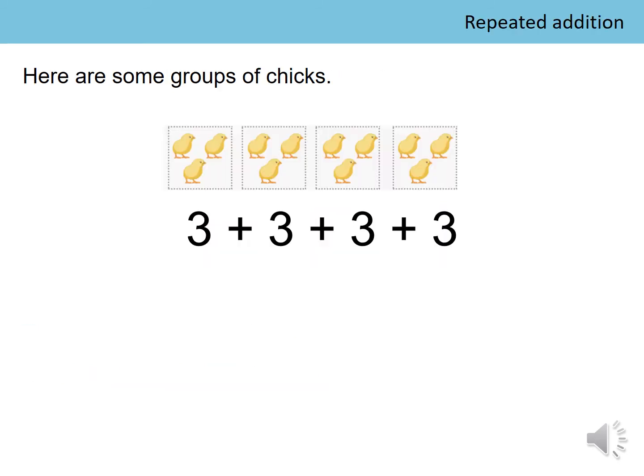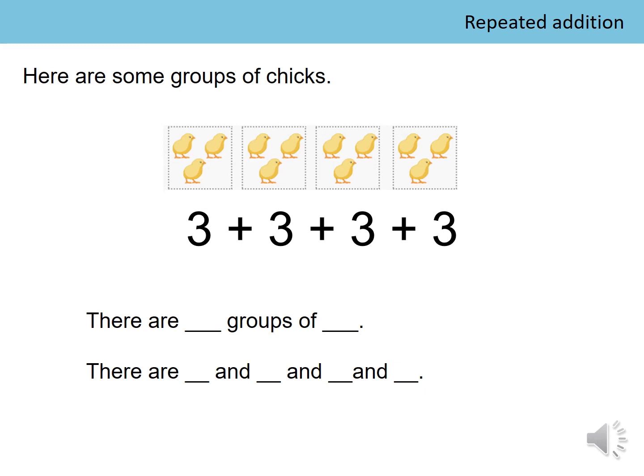So here are some groups of chicks. And as you can see, in each box there are 3 chicks. I've got the number sentence 3 plus 3 plus 3 plus 3. There are groups of. So there are 4 groups because I can see 4 boxes. There are 4 groups of 3 because there are 3 chicks inside each box. There are 3 and 3 and 3 and 3, helping us to write our repeated addition number sentence.